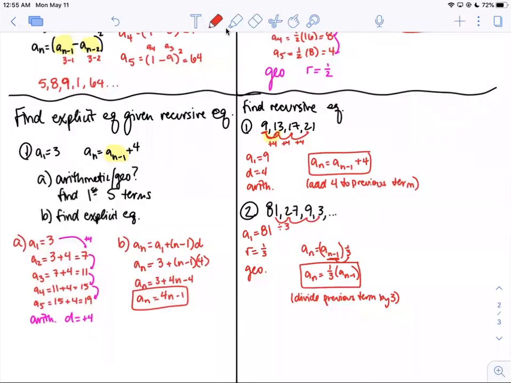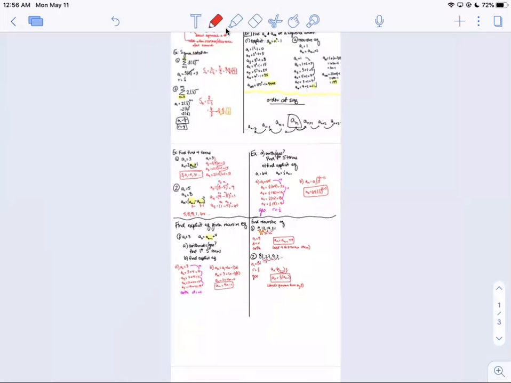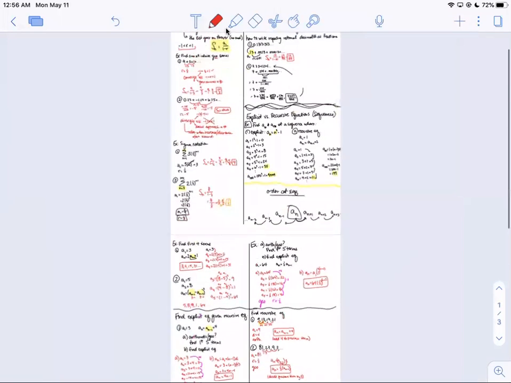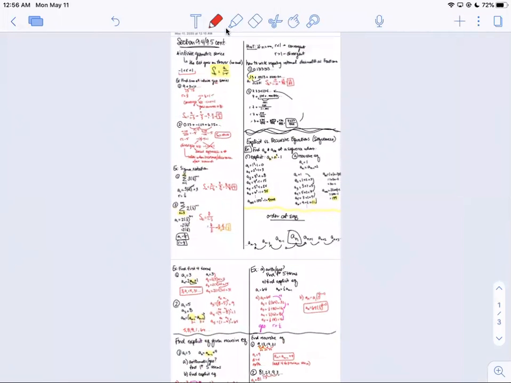And that's all. So I hope that's enough help on explicit and recursive functions, showing the difference, showing a few examples. Yeah, if you have any questions, let me know. And that is today's lesson. We talked about infinite geometric series and recursive and explicit functions.